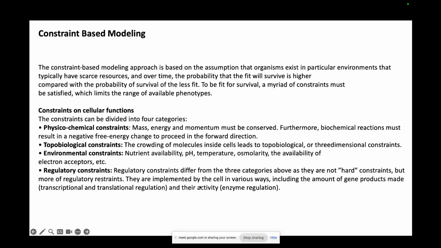Regulatory constraints differ from all these categories, as these are not actually hard constraints but more of regulatory constraints. Basically they are implemented by cells in various ways, including the amount of gene products and their activity.